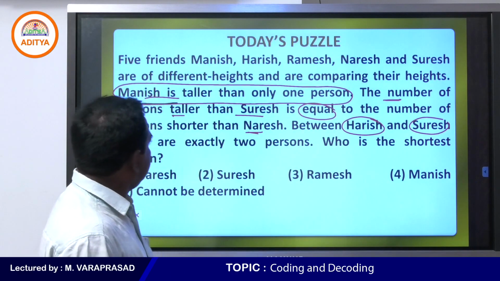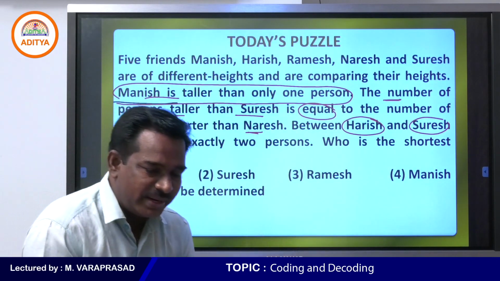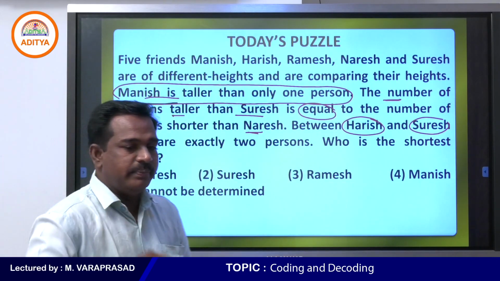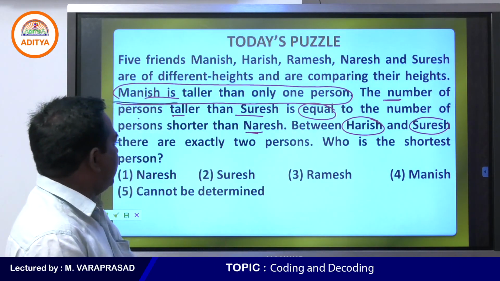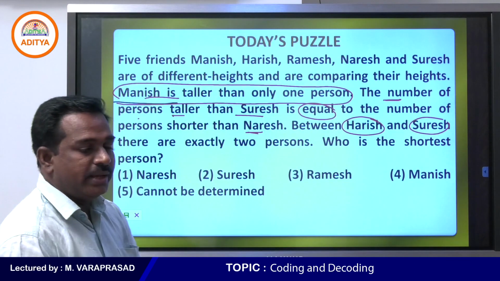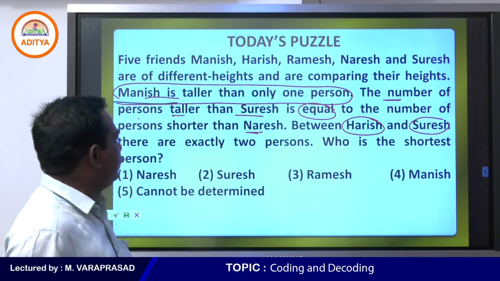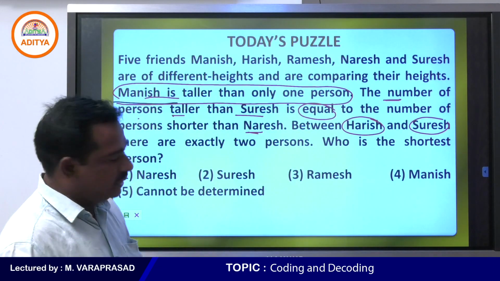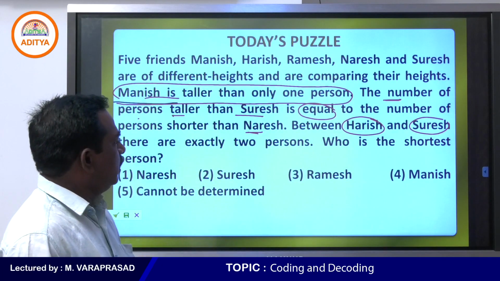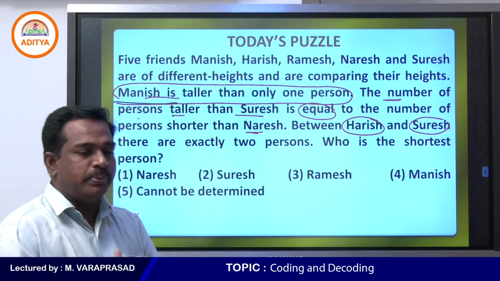5 friends are given: Manish, Harish, Ramesh, Naresh and Suresh. They are having different heights. The heights are not equal. So for them 3 conditions are given. One is Manish is taller than only one person. And the second condition, before Suresh how many are there, after Naresh those many are there. Third condition, Harish and Suresh, exactly between them 2 persons are there.